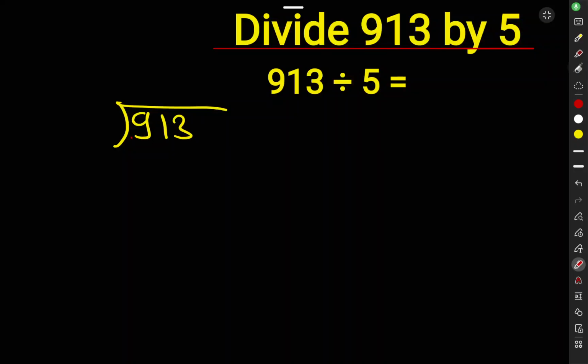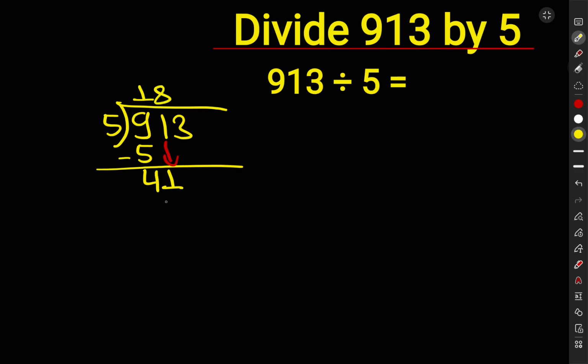We divide 913 by 5 in long division method. 5 times 1 is 5. On subtracting we get 4. So now we put down this 1 and it is 41.